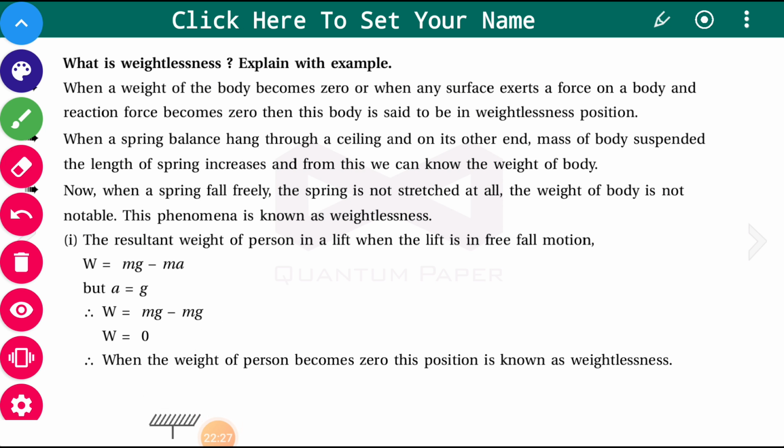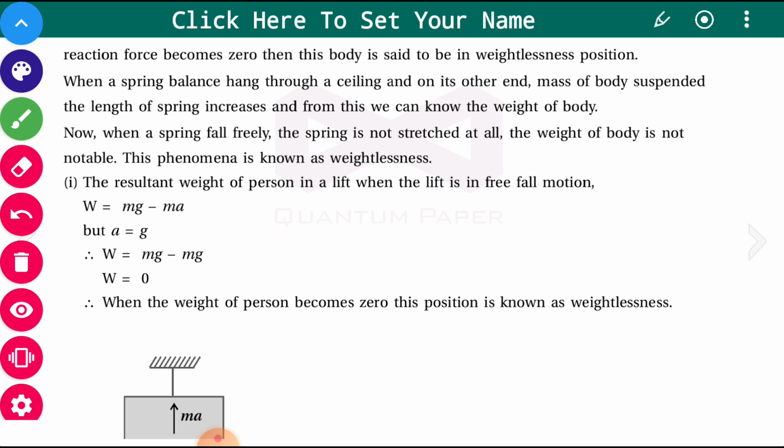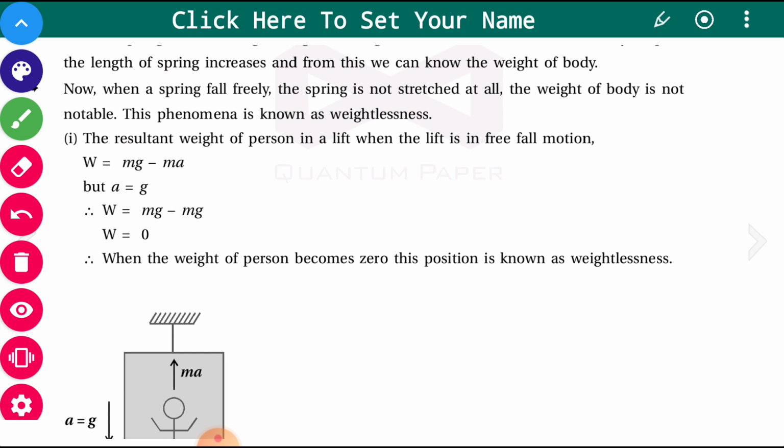When the weight of a body becomes zero, or when any surface exerts a force on the body and the reaction force becomes zero, then this body is said to be in a weightlessness position. Let us consider a spring balance which is hung from a ceiling, and on its other end the mass of a body is suspended. The length of the spring is increased, and from that we can get the mass, or we can say the weight of the body, that we have seen.